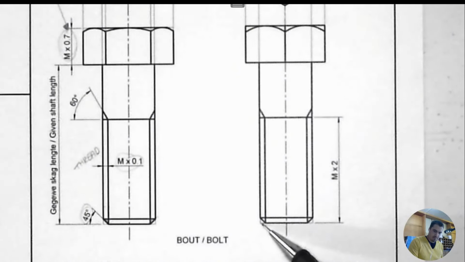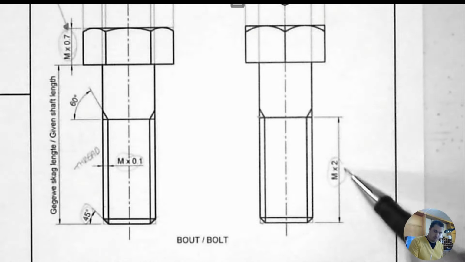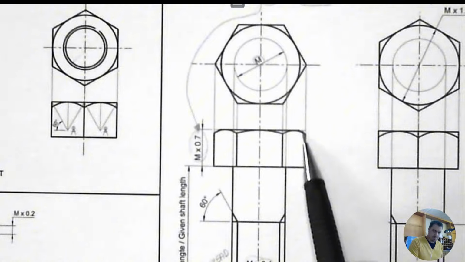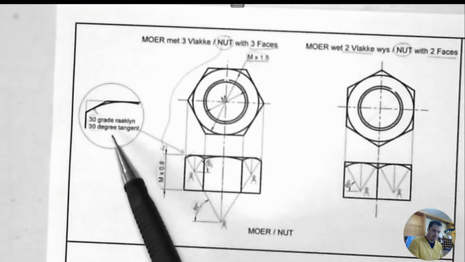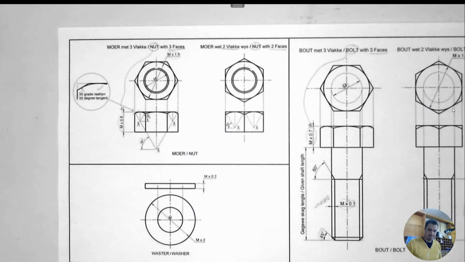On the right hand side you can see the formula for the thread length from the bottom all the way to where the thread ends is M times 2. That's also very important. All these formulas you need to know from the top of your head. Chamfering is exactly the same like we said. So there you have it.